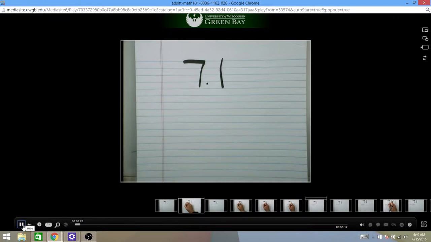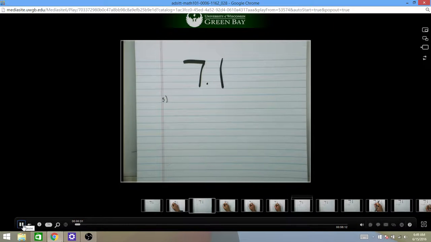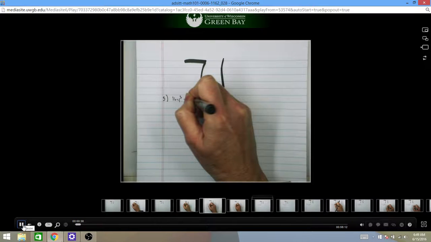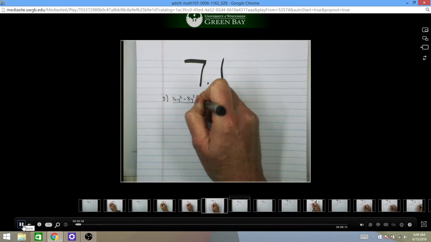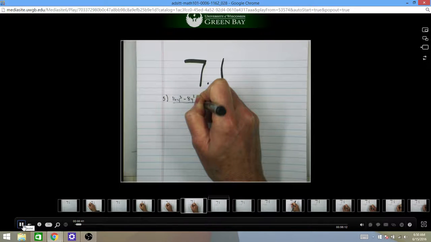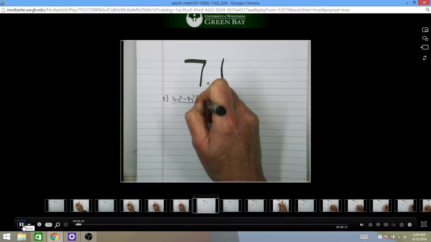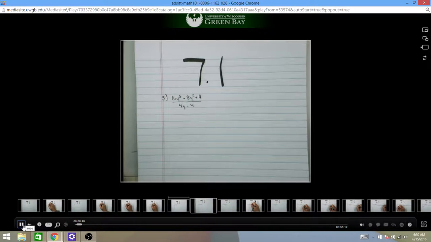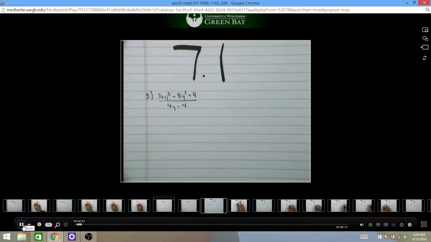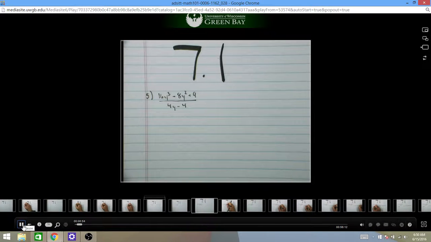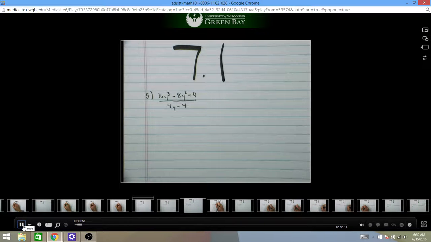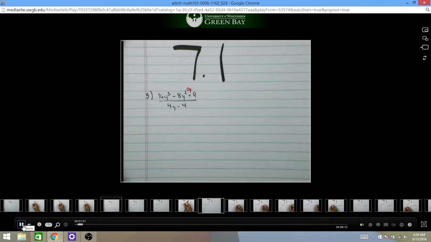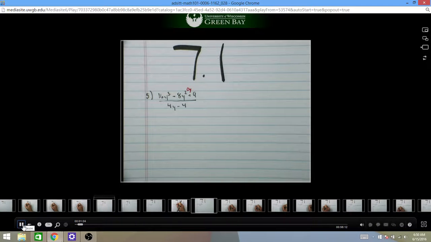So this one was divide using long division, number 5. So we have 16y cubed minus 8y squared plus 9 divided by 4y minus 4. You notice that there's not a y term in the numerator. We go right from a number with no y to a y squared. You want every power of y represented, so we would put a 0y in for a placeholder.